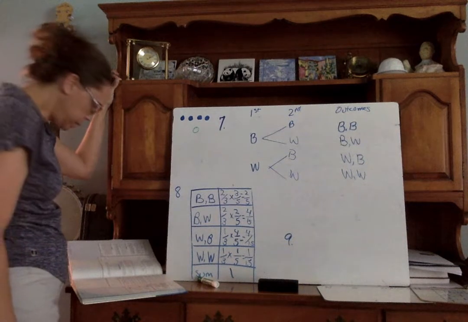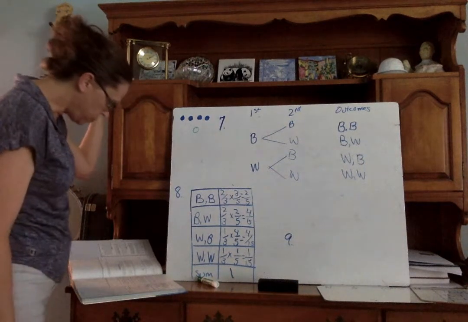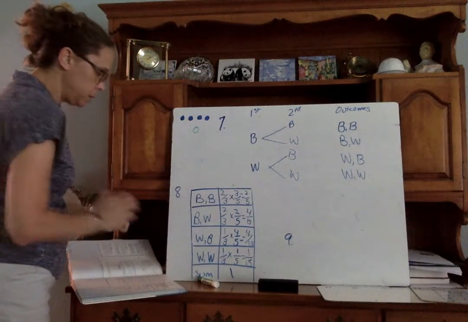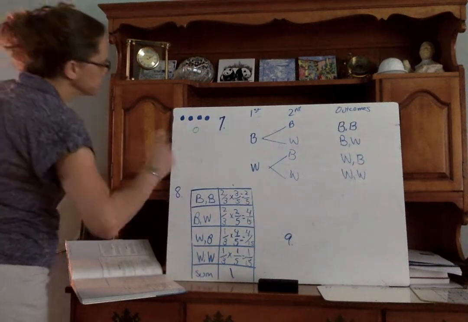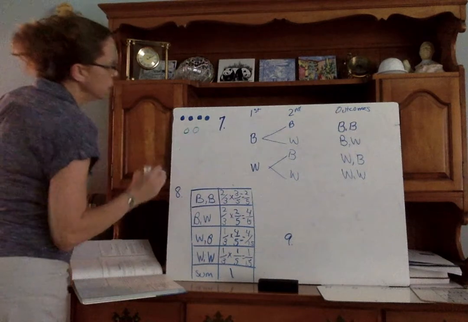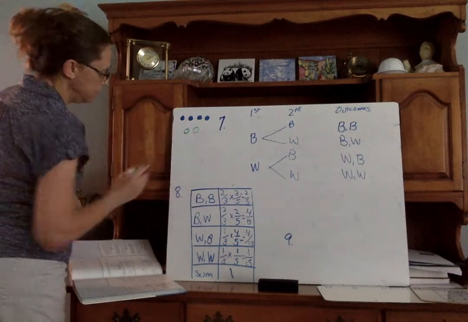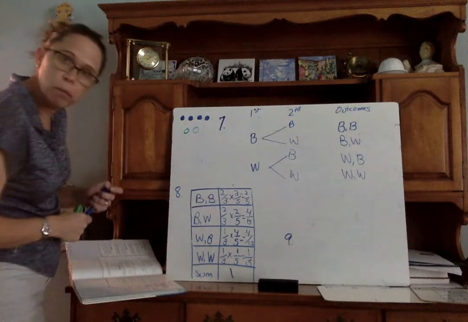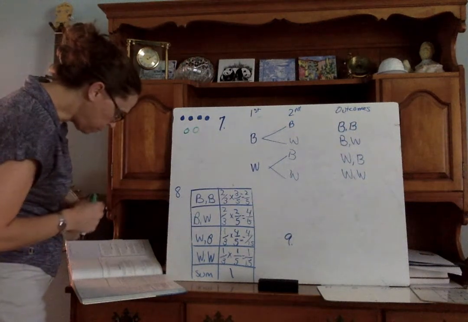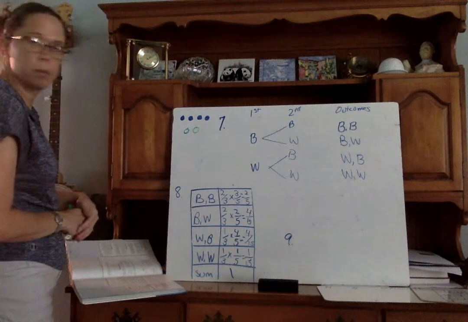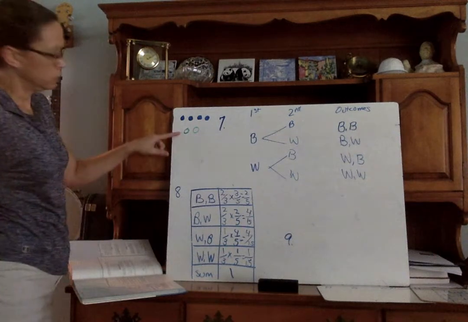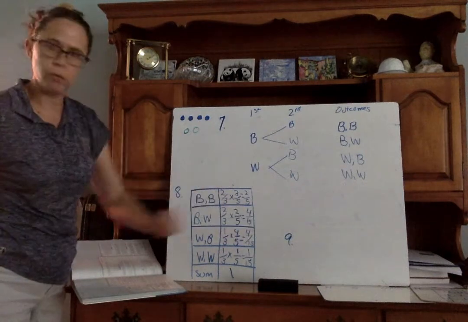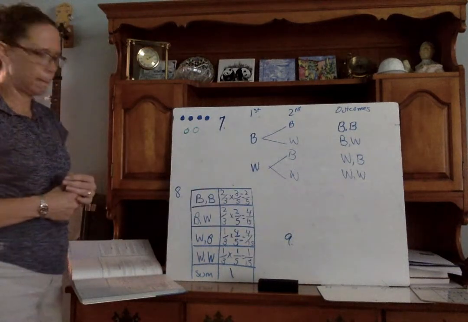Now number 9. Suppose we draw 3 marbles from this bag. Let me get my bag back to what it's supposed to be. 4 blues and 2 whites. Suppose we draw 3 marbles from the bag, one at a time, and we don't replace them. What's the probability of drawing 3 white marbles? Go ahead and answer the first part, number 9 in your notebook.